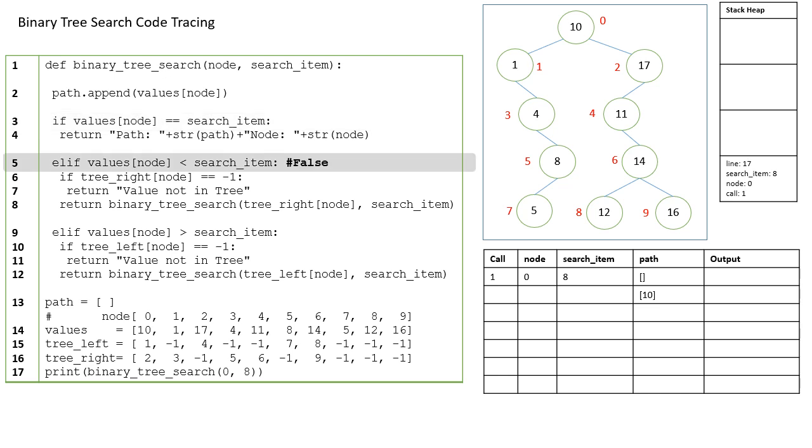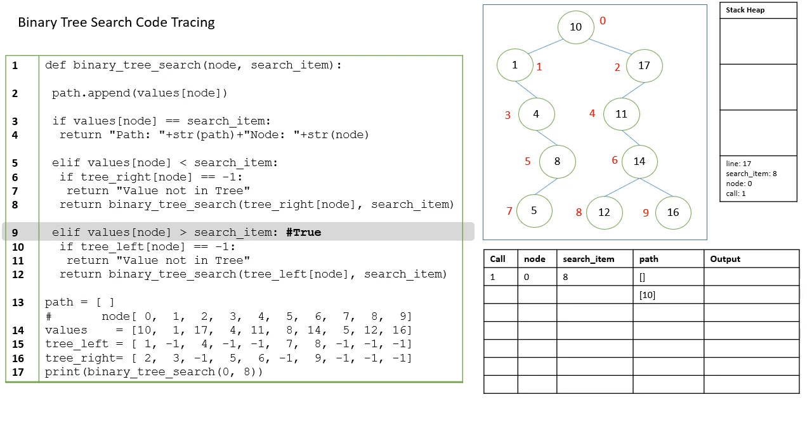Next, we evaluate whether our value is less than the search item. Well, again, because our search item is 8 and our value is 10, clearly this is false. So we do not execute the block of code on lines 6, 7, and 8, and we skip to line 9.